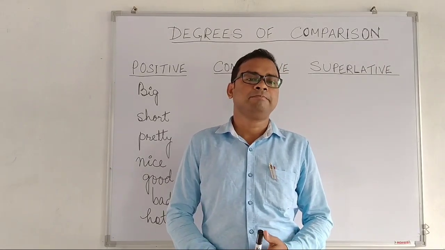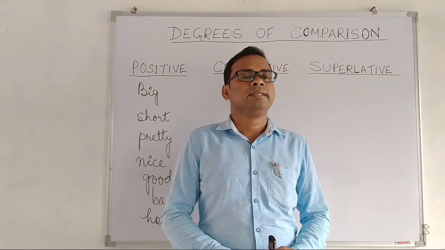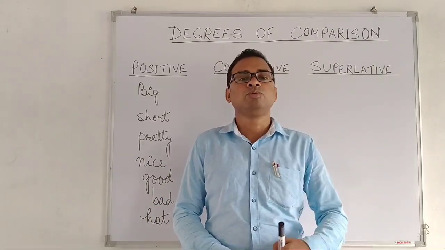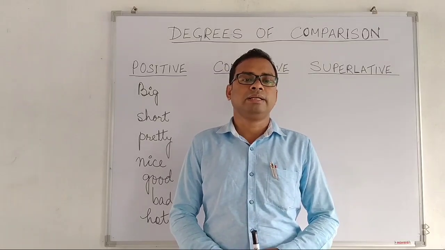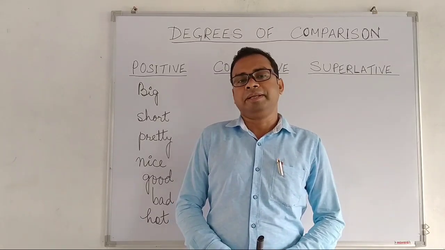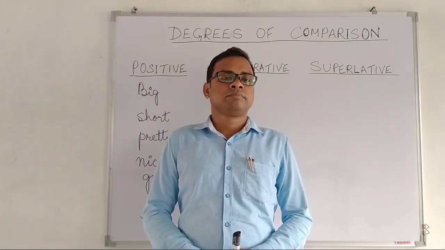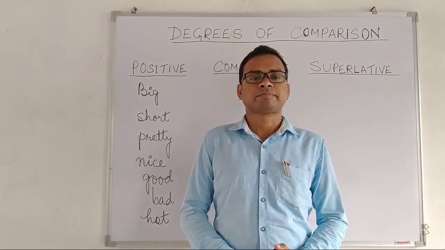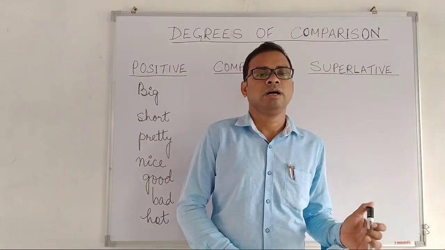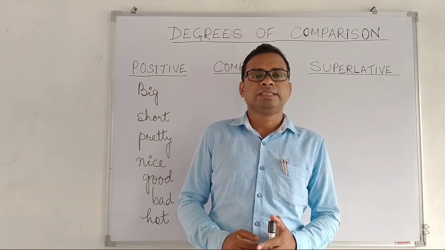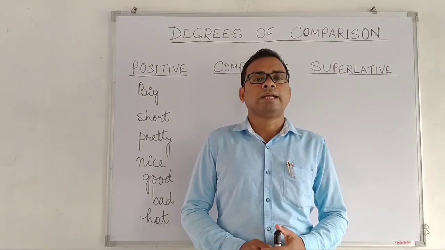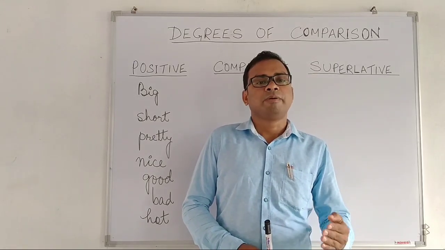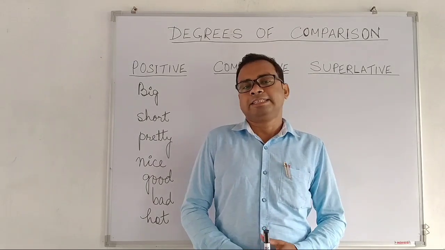So when we have one thing or one object, that comes under positive degree. When we compare between two things, two objects or two persons, then it becomes comparative degree. And when we compare more than two things, then it comes under superlative degree. So let's learn how to transform the sentences from one degree to another degree. Before that, we need to know the positive, comparative and superlative form of the adjectives.